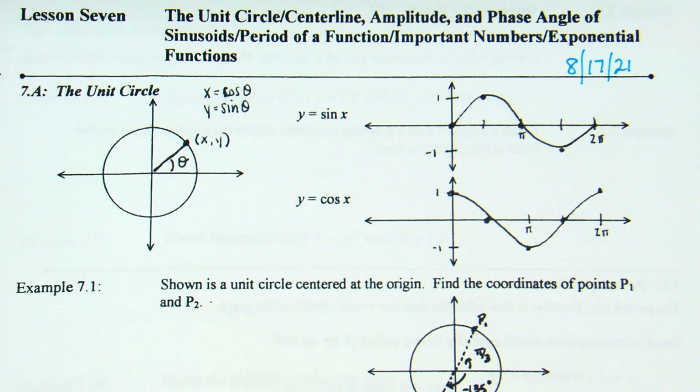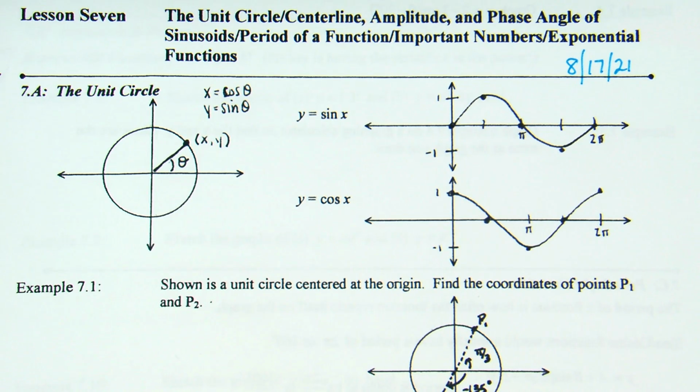Okay, lesson 7. Unit circle, center line, amplitude, phase angle of sinusoids, which are the sine and cosine graphs, period of a function, important numbers, exponential functions. That's a lot. It is a lot thrown into one. So, let's get a move on, right?